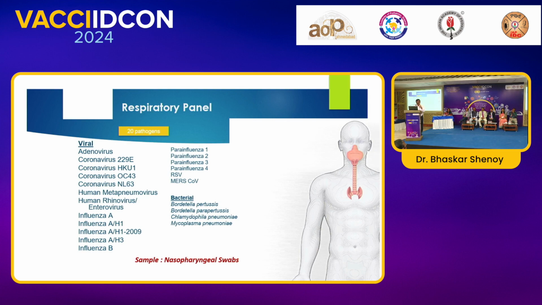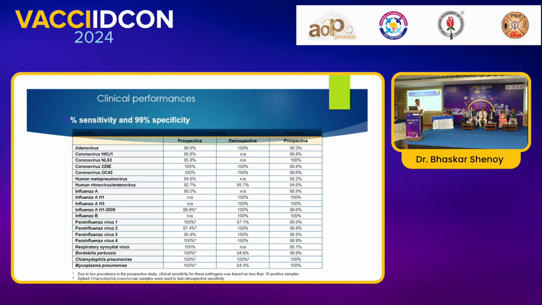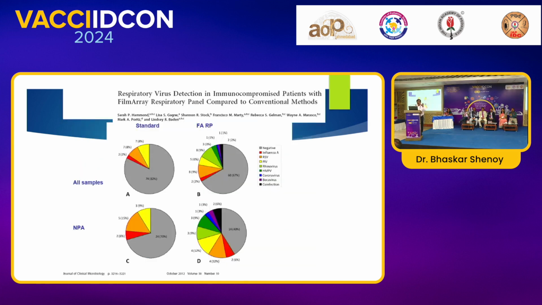So these are the panels which you can see. Looking at the clinical performance across the various organisms, the sensitivity is around 98% and the specificity around 99%. And this is a paper wherein they compared the FilmArray respiratory panel to the conventional methods. The FilmArray improved detection by 15%, whereas for nasopharyngeal aspirate it improved detection by 30%. So detection rate is more important.